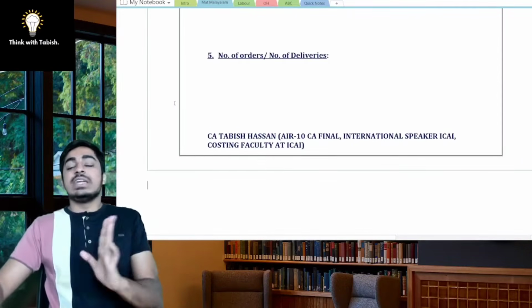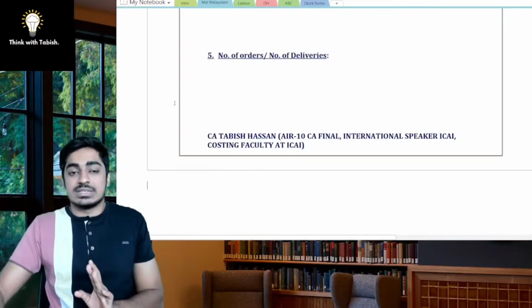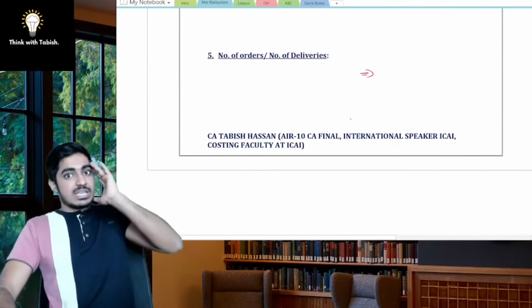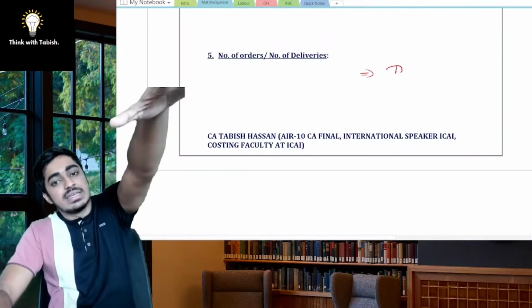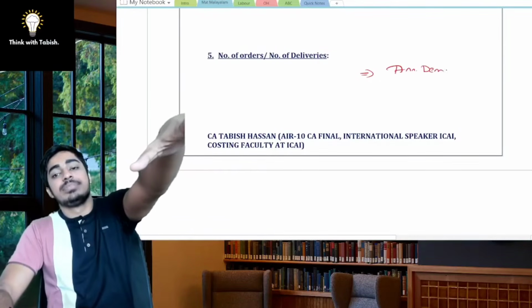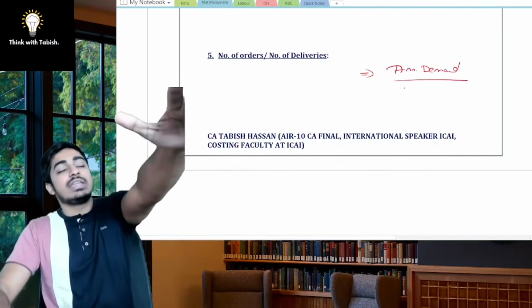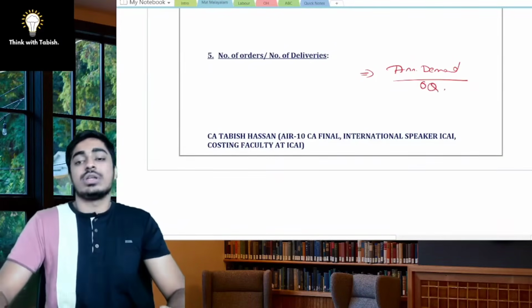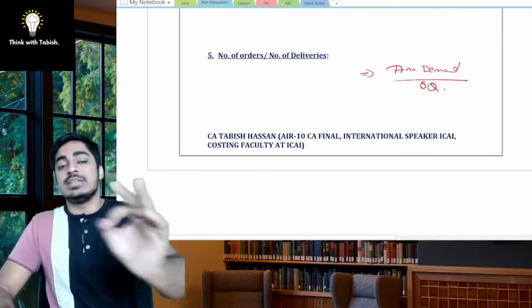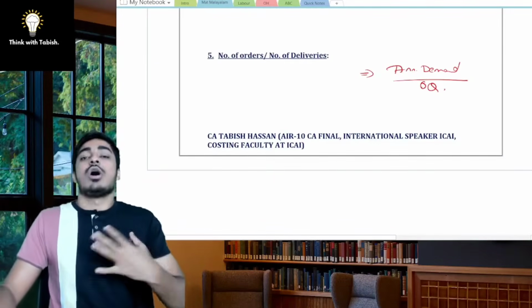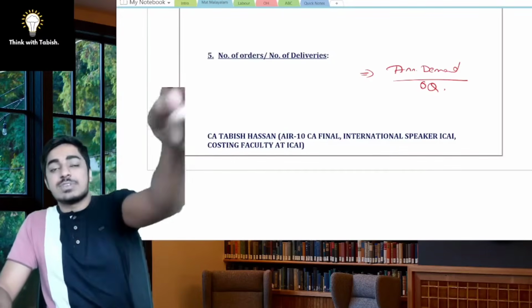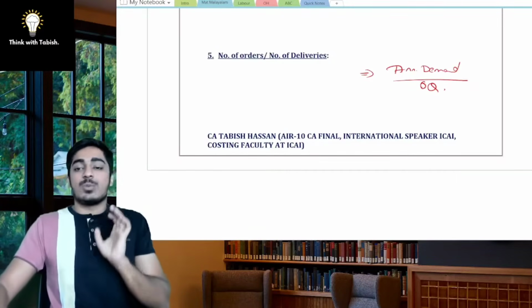Next, number of deliveries or number of orders. How do we get the number of deliveries or number of orders? It is nothing but the total demand, that is the annual demand. In a year I want 300 kg, divided by every time I place 30 kg each. That is ordering quantity. I get the number of deliveries or number of orders. Ordering is from the customer. Customer is placing the order. Delivery is from the supplier. Both are one and the same.